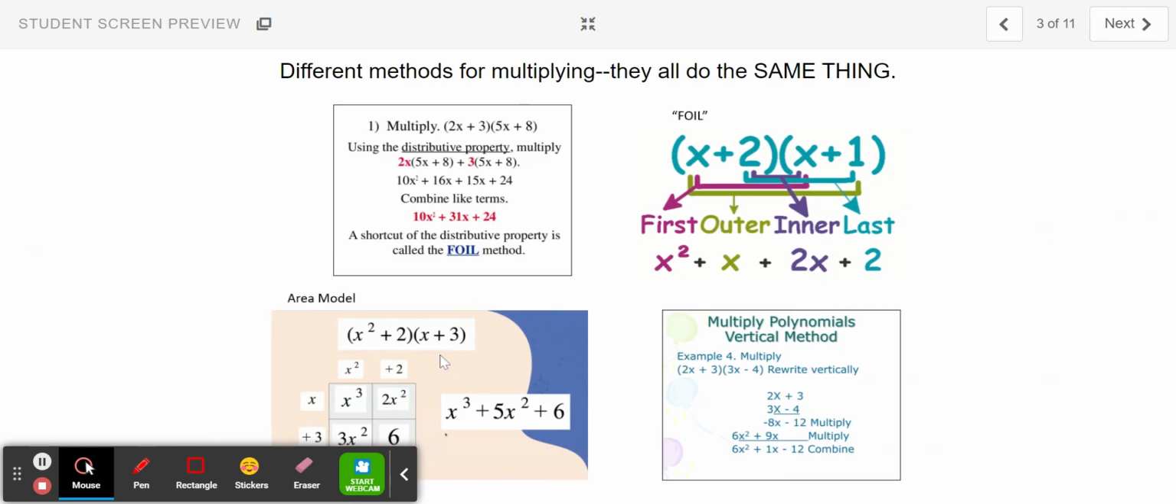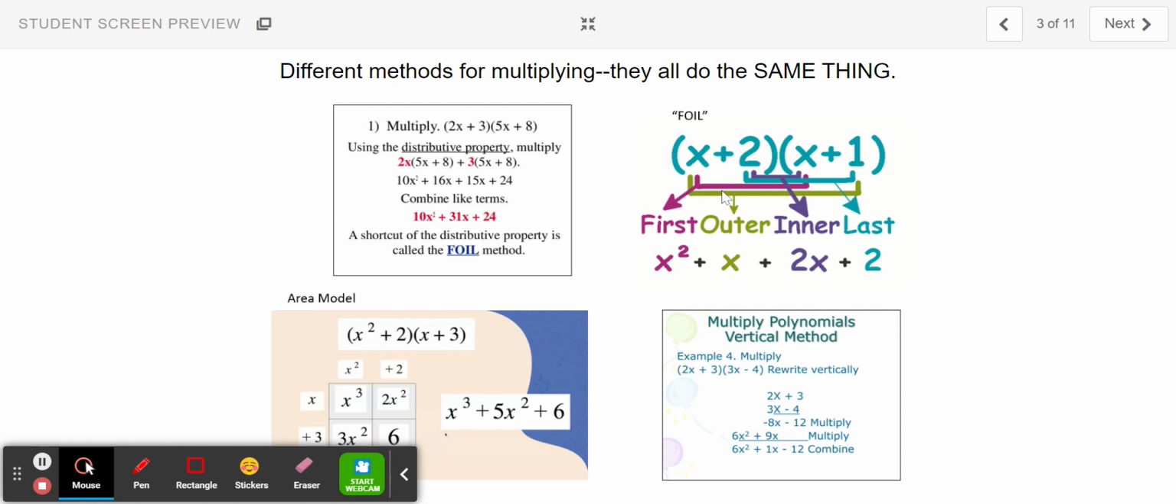Now, there's a bunch of different ways that people show you to do this. They're all accomplishing the same thing. They are all taking everything that's in the first set of parentheses and multiplying each thing by everything that's in the second set of parentheses. So some people really like the area model down here, where you take each of your pieces, put it at the top of a column and at the front of a row, and then you multiply row by column.